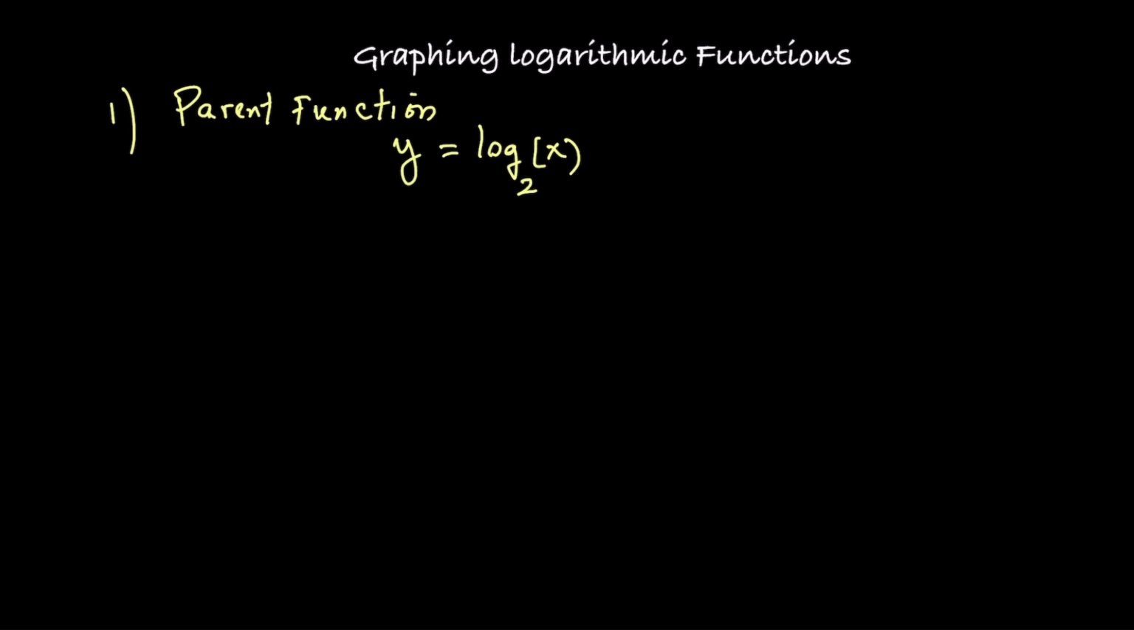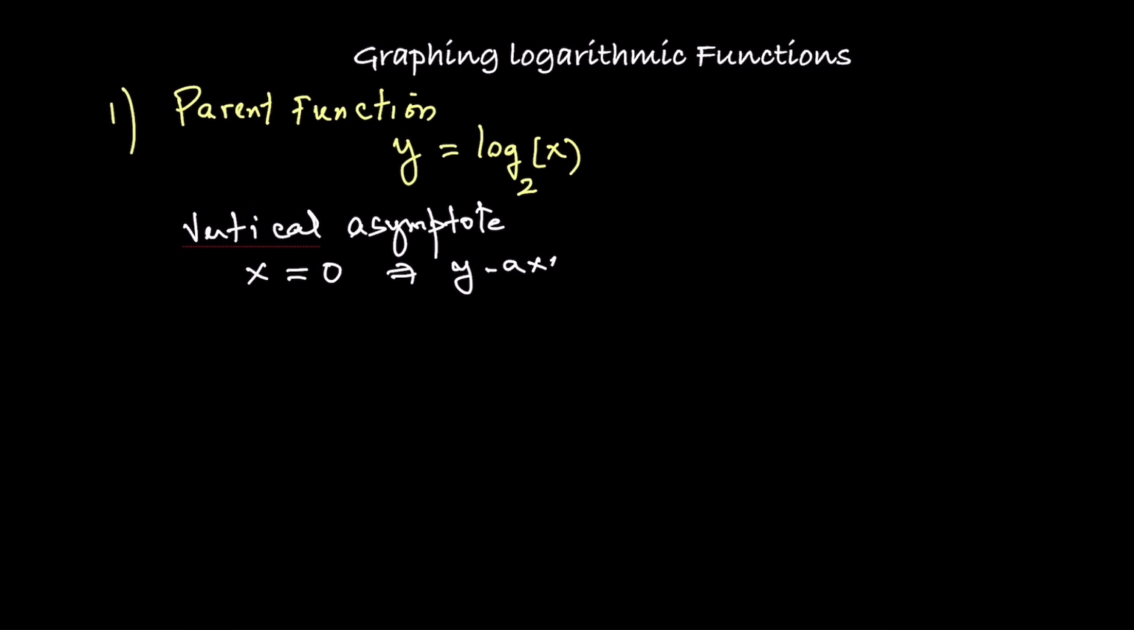The parent function is y equals log base 2 of x. This is our starting point for all logarithmic transformations. Before we graph it, let's first identify where the graph cannot exist. The vertical asymptote occurs where the argument of the logarithm equals 0. So we set x equal to 0. This tells us the vertical asymptote is at x equals 0, which is the y-axis. The graph approaches this line but never touches it.